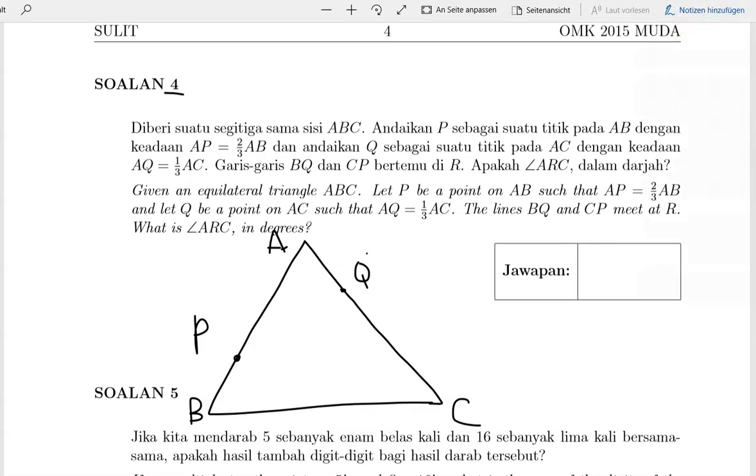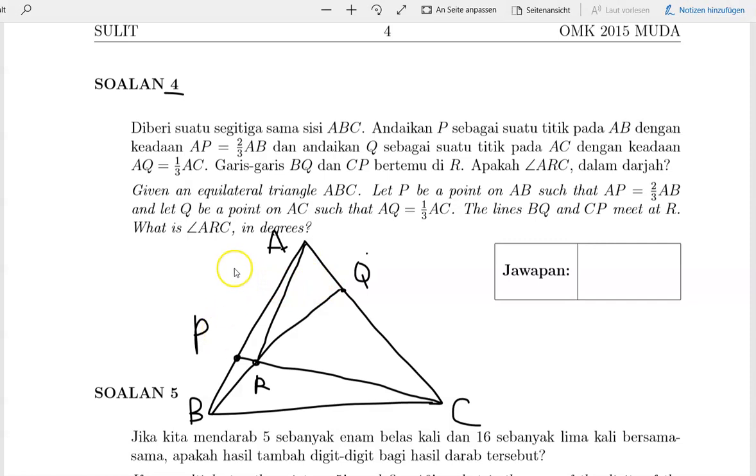Is there a way to draw a line like this? Don't think so, but anyway. Okay, so this is our R over here. And then the question asks us, what is angle ARC in degrees? It's not the most accurate drawing, but I think we can kind of get it. Okay, so look over here.